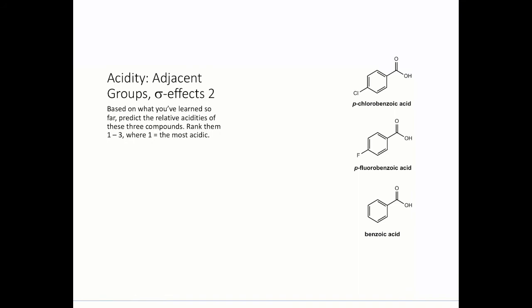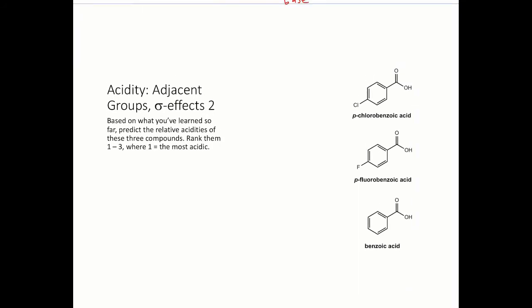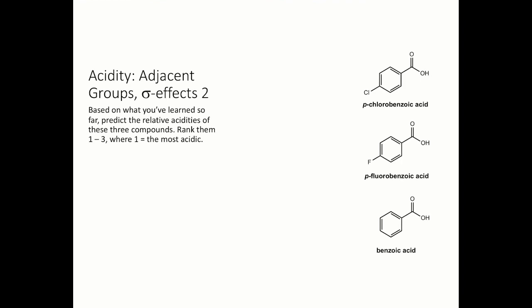So let's make sure we have pulled everything together that we need to pull together here. We're going to take a look at this example. I have three molecules. I would like for you to pause and, based on what you've learned so far, predict the relative acidities of these three compounds. I'd like you to rank them, number 1 through 3, where 1 is the most acidic and 3 is the least acidic. Please try and come back.